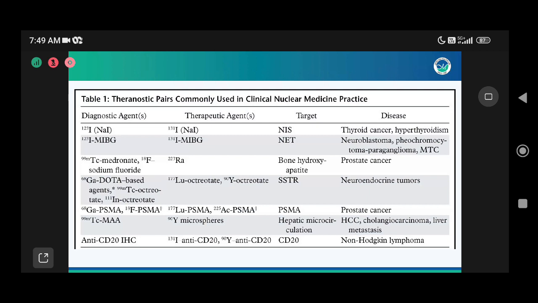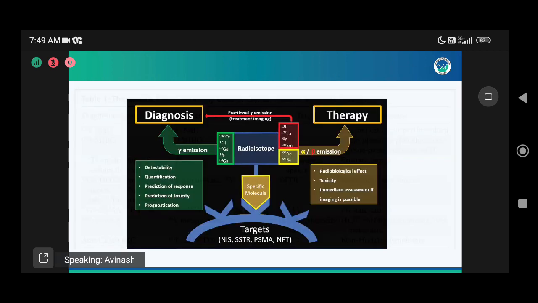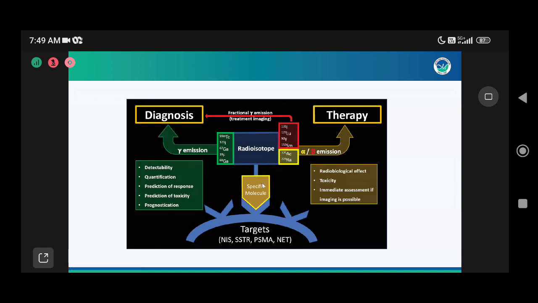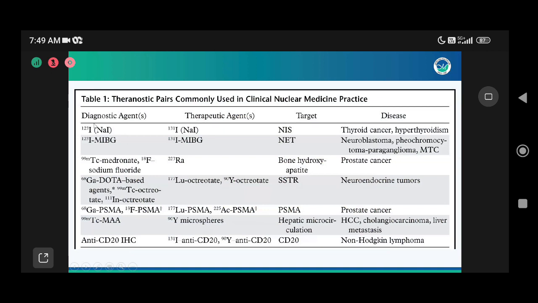If you use the same molecule for diagnosis as well as therapy, like iodine-131 and lutetium-177, that's called a pure theranostic approach. Whereas if you use sodium iodide 123 and 131, or gallium-based octreotide and lutetium-based octreotide, or gallium-based PSMA and lutetium-based PSMA, in this, PSMA is the same, but the other molecule which emits radiation is different. So lutetium-177 for therapeutic and gallium-68 for diagnostic approach.